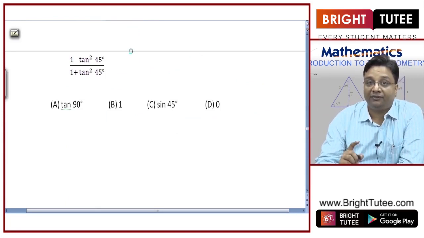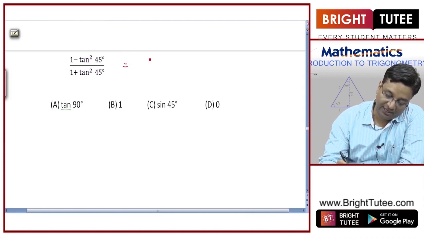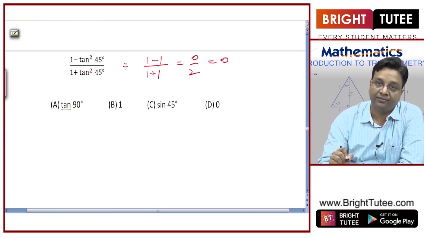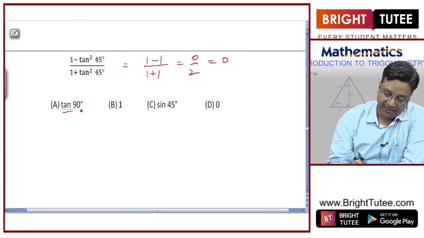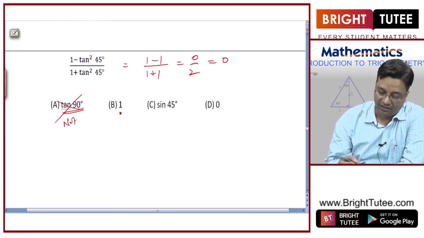Okay, what is tan 45? Tan 45 is 1. So square of 1 is also 1. So I can write it as 1 minus 1 divided by 1 plus 1. So this is 0 by 2, which is equal to 0. Right? Tan 90 is not defined. So it is not 0. Hence this is not the correct option. 1 is obviously not the correct option.